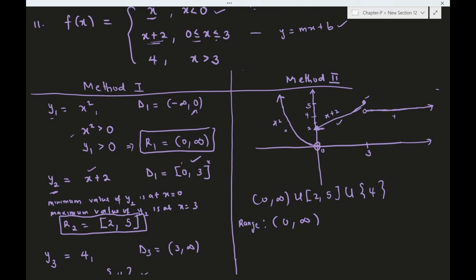So we can do it either using the first method or the second method. I hope this video on how to find the range of a piecewise defined function is clear. Thank you for watching.